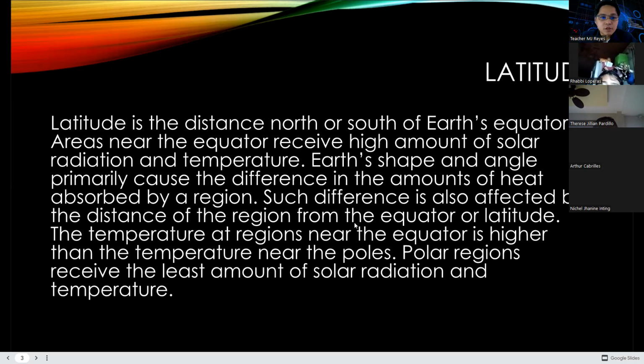Again, the temperature in the region near the equator is higher than the temperature near the poles, because Earth is not spherical. It is an oblate spheroid. Polar regions receive the least amount of solar radiation and temperature.